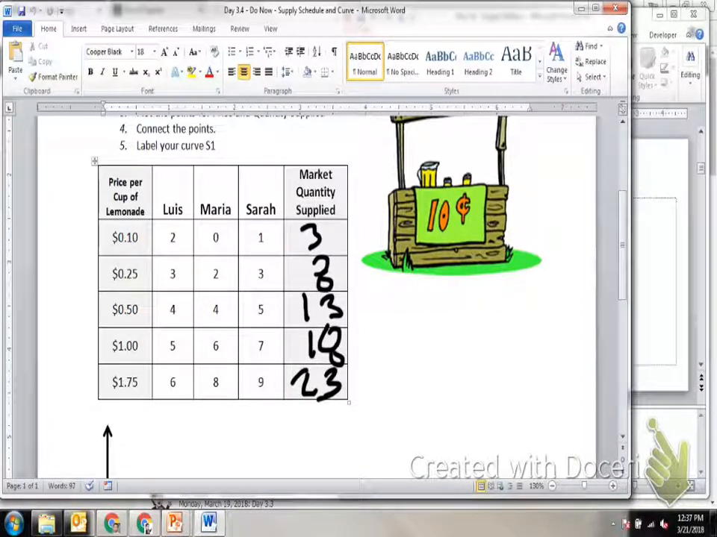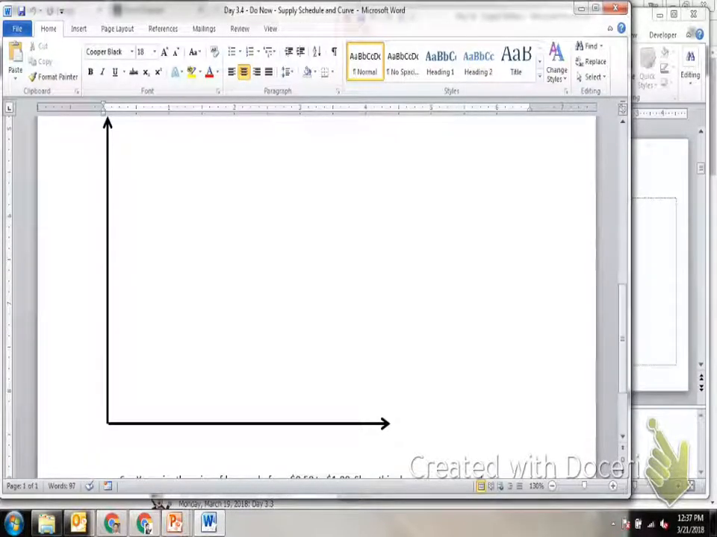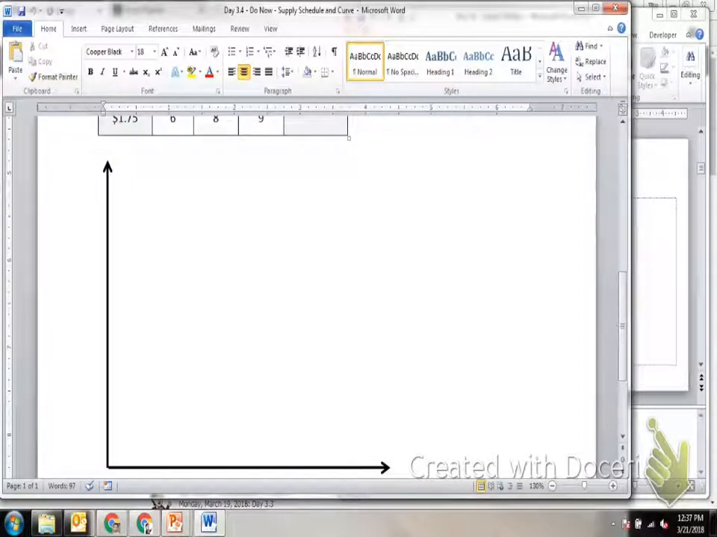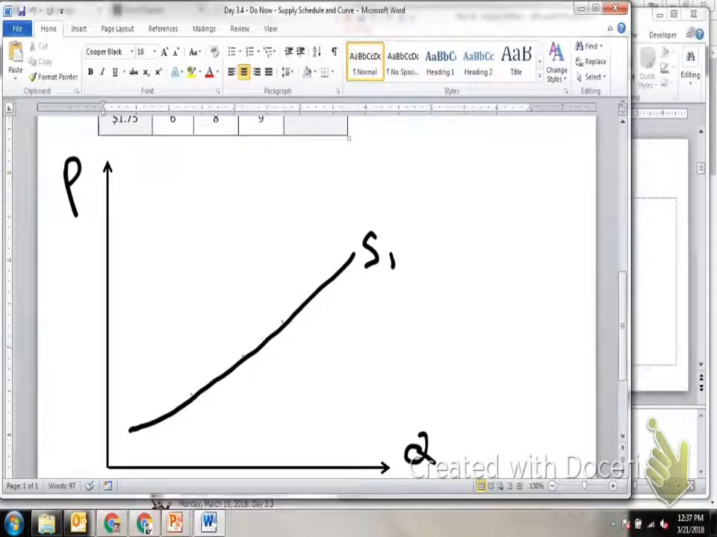And then you take that data and you go down below and you're going to graph it here, and we do this just like what we've always been doing, our price and quantity, and then we would put all of our price points there on the y-axis and quantities on the x-axis, and when we plot those points, we're going to have something that looks like this, and we connect those dots and we label it S1.